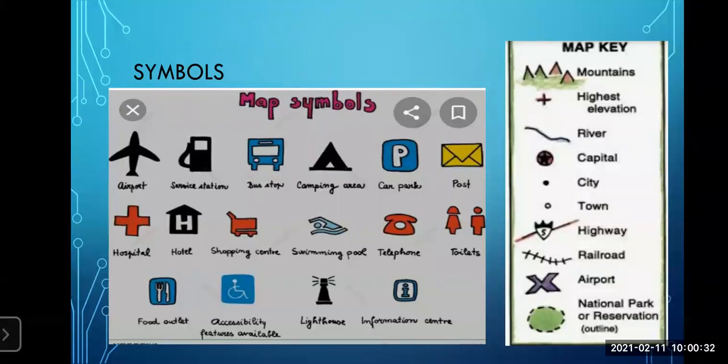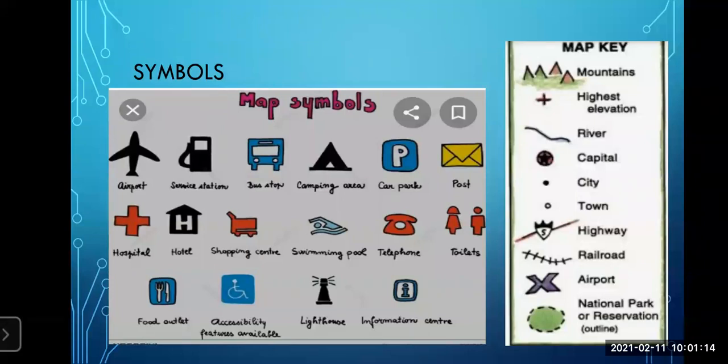Now, next is what? Hotels. Now, hotel is shown by the letter H. Then shopping center. See here, shopping center. This cart is there, which shows you the shopping center. Then swimming pool. Now, these particular things you cannot draw anyhow. You have to draw in the same way as it is universally shown, or at least your symbols should be related to it. Then telephone, then toilets. On the toilets also you must have seen this type, male and female logos given over here. So even the toilets are shown in this way.